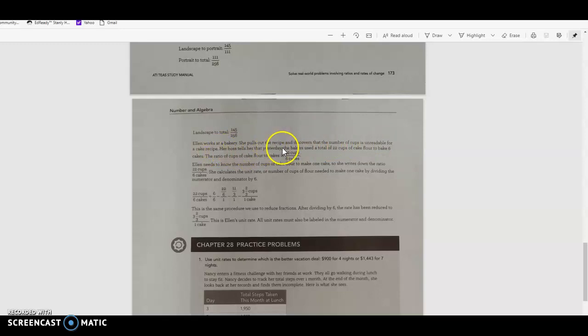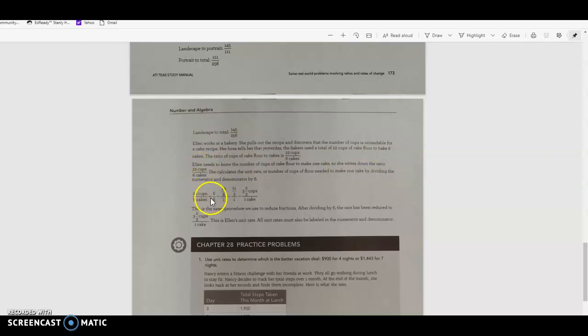Her boss tells her that yesterday the bakers used a total of 22 cups of cake flour to bake 6 cakes. So the ratio of cups of flour to cakes is 22 cups over 6 cakes. Now remember, whichever way you put this, you have to use the same sequence in all the parts of your problem. She needs to know the number of cups of cake flour to make 1 cake only. So she writes down the ratio, 22 cups over 6 cakes.